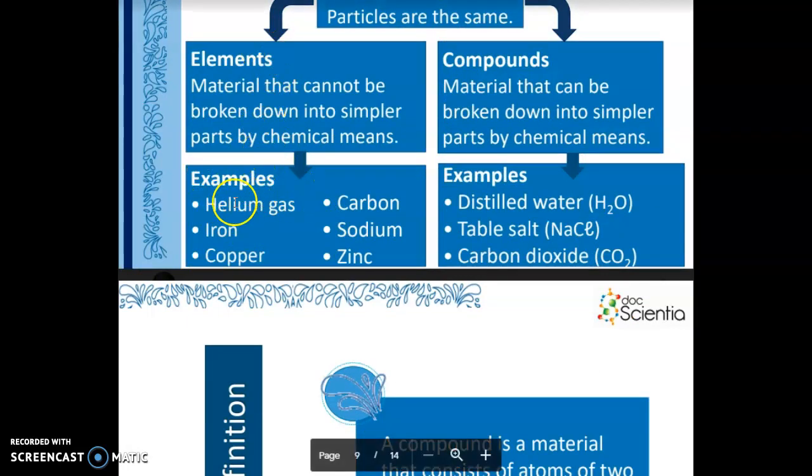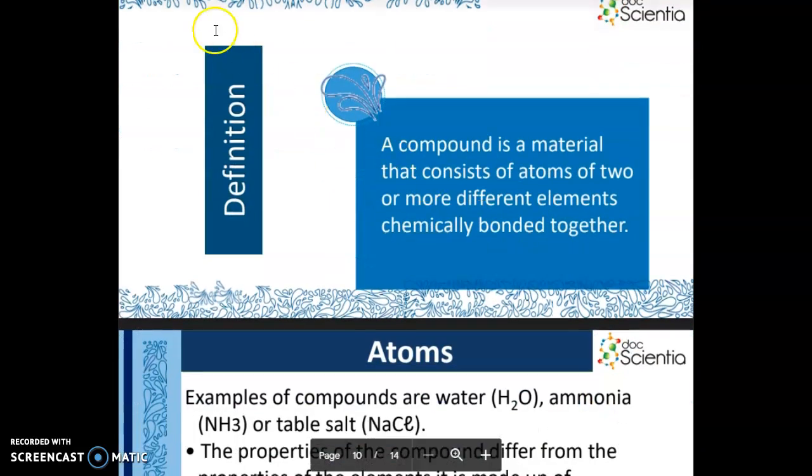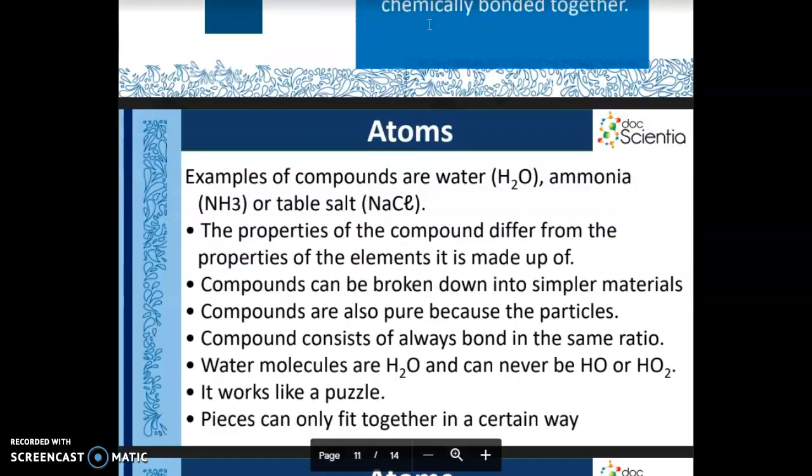Examples of elements are helium gas, carbon, sodium, iron, copper, and zinc. And examples of compounds are distilled water, table salt, and carbon dioxide. You can see that there are 2 different elements in there. Definition: a compound is a material that consists of atoms of 2 or more different elements chemically bonded together. So a combination of 2.